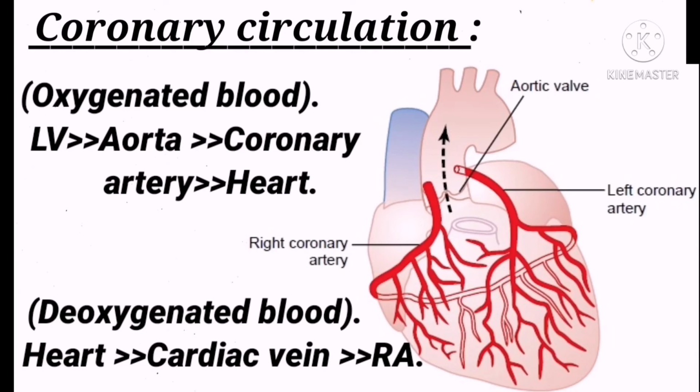Coronary circulation. Coronary circulation is mainly for supplying oxygen to the heart, because it is also made up of muscle, that is cardiac muscle, which itself requires oxygen in order to function properly. Left ventricle chamber pumps oxygenated blood to the heart through aorta and coronary artery. Right atrium receives deoxygenated blood from the heart through cardiac vein.